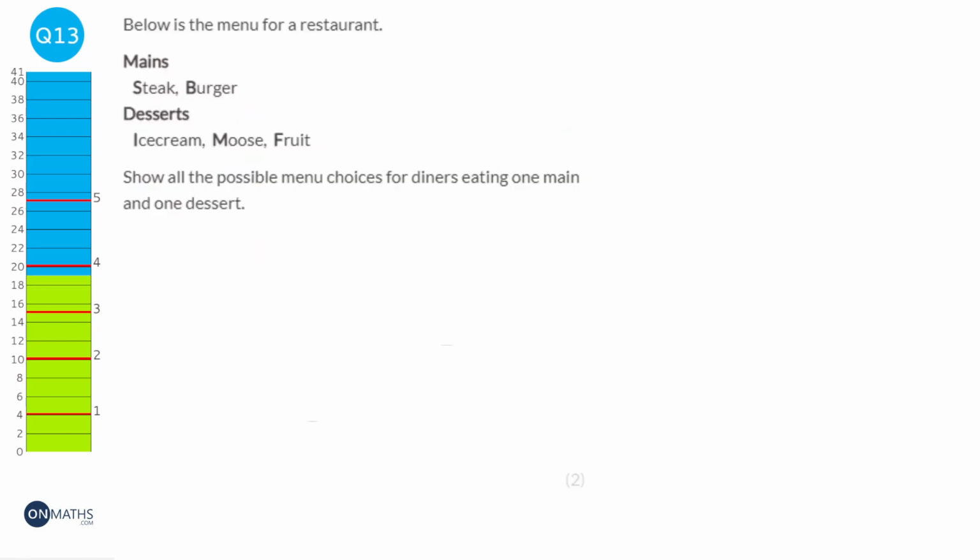It's really important when answering this question that we're really methodical. So we're going to start off just looking at steak, and I'm going to start off with the S, and we're going to pair it with the first dessert, which is the ice cream. Then we're going to pair the steak with the second dessert, which is the mousse. Then we're going to pair it with the third dessert, which is the fruit. So we're being really methodical.